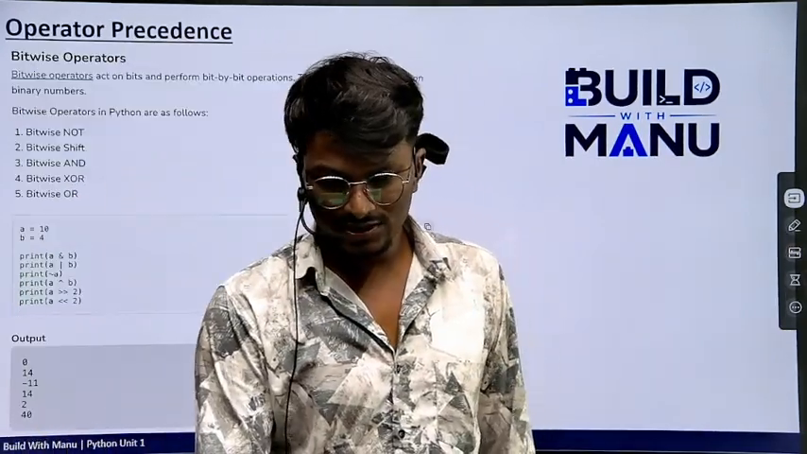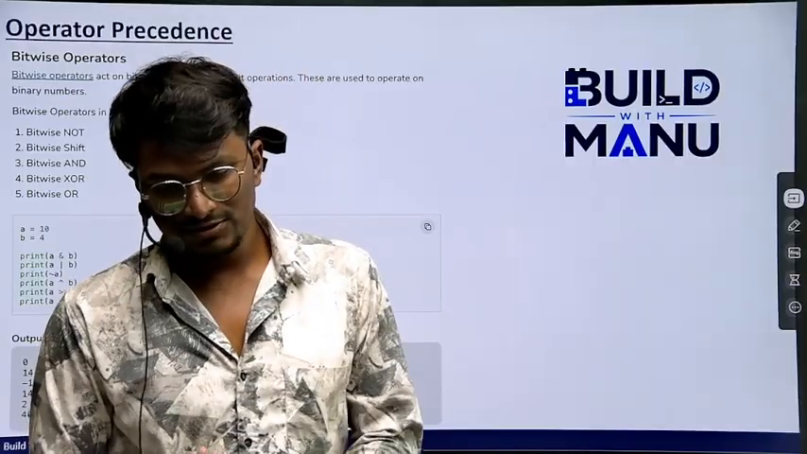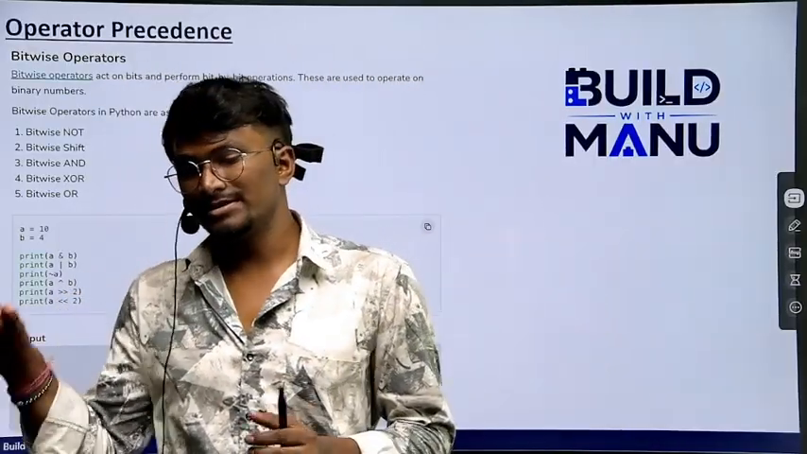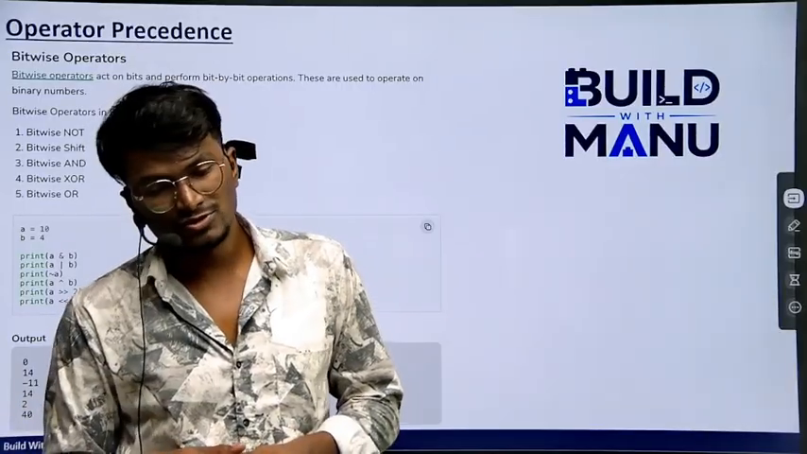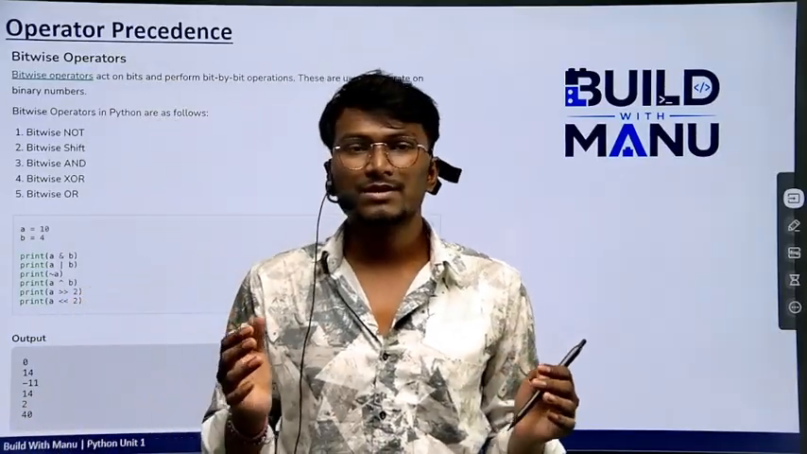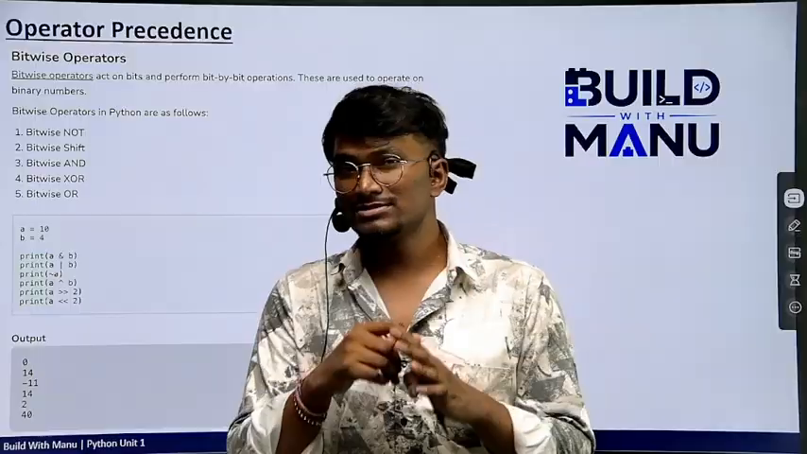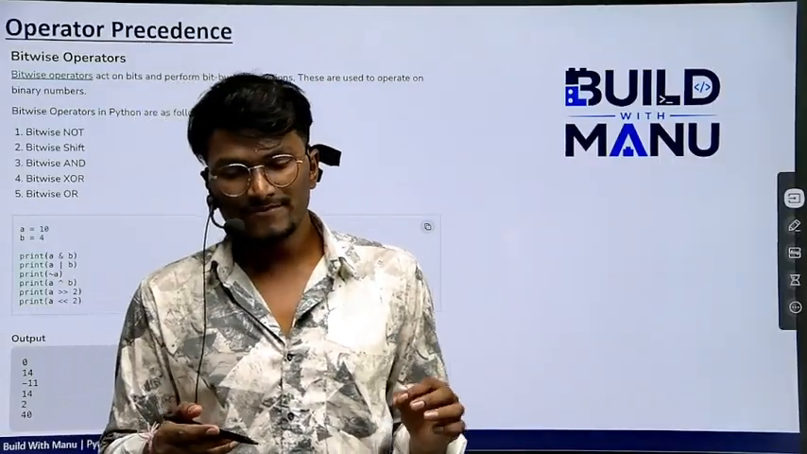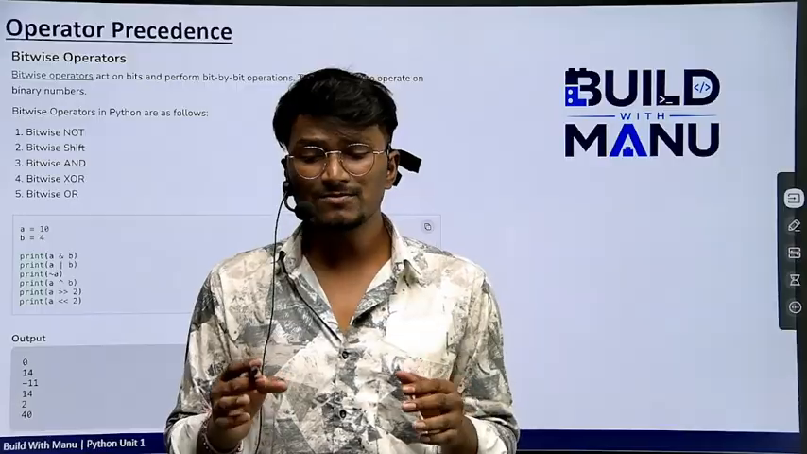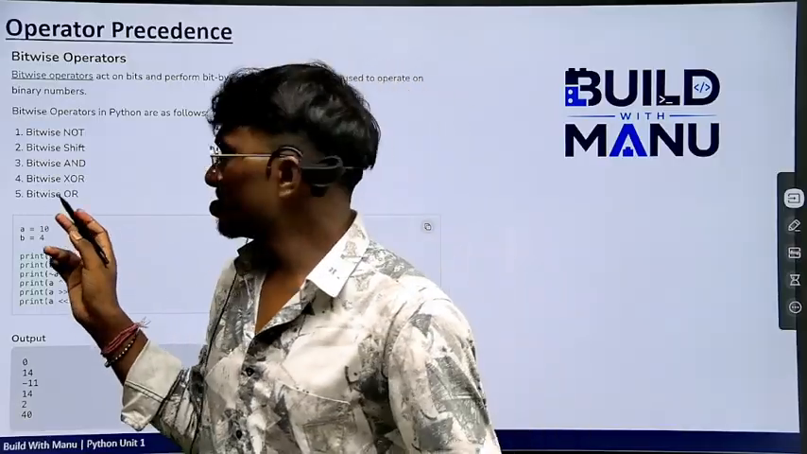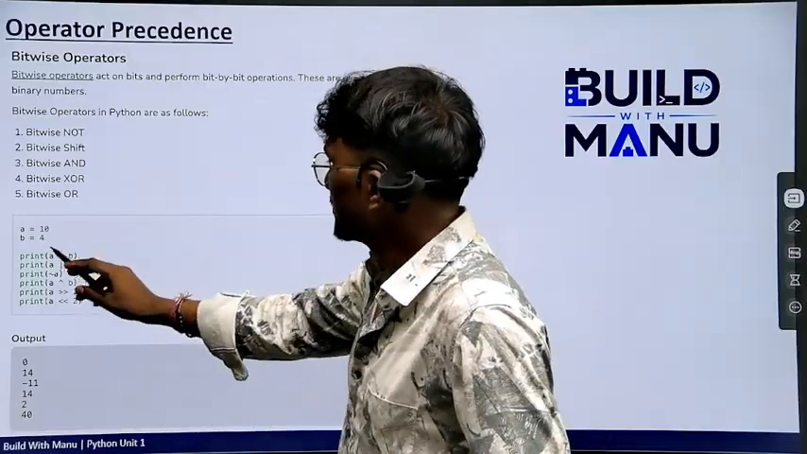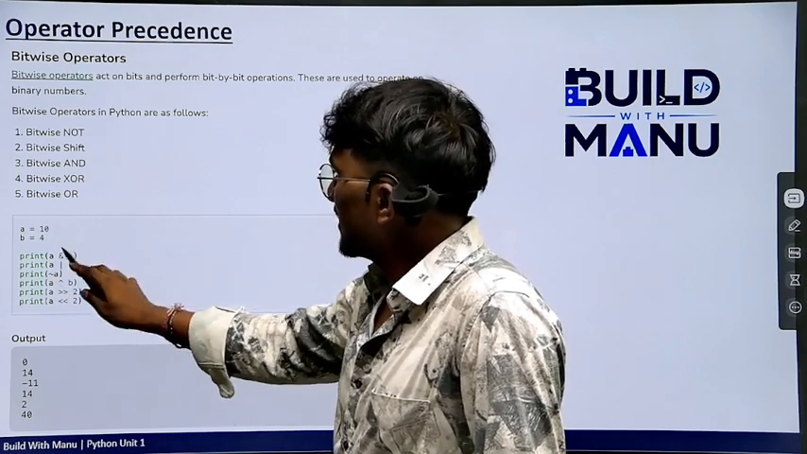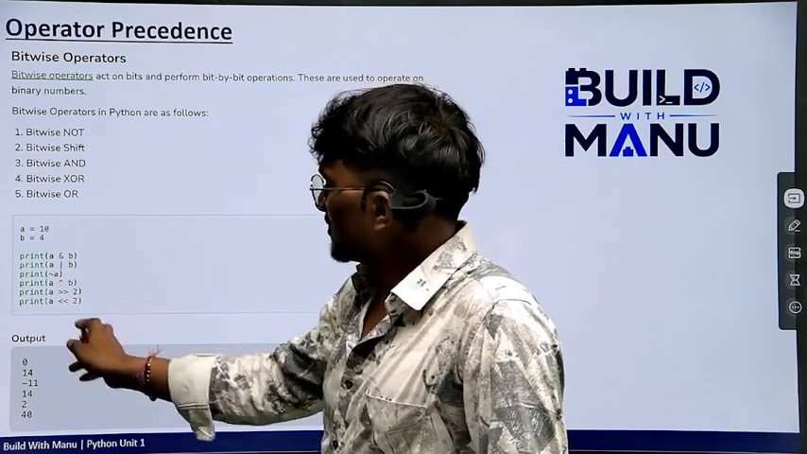Next we'll move to the bitwise operators. Bitwise operators perform bit by bit operations and are used to operate on binary numbers. I have already told you in the starting, binary means 0 and 1. So A is equal to 10, B is equal to 4. Bitwise operators, same, just go over this. Print A and B, print B, A, and these are the symbols, guys. You should remember all this.